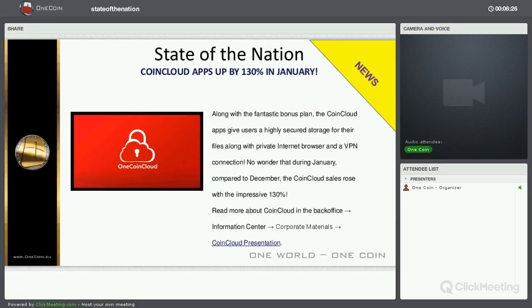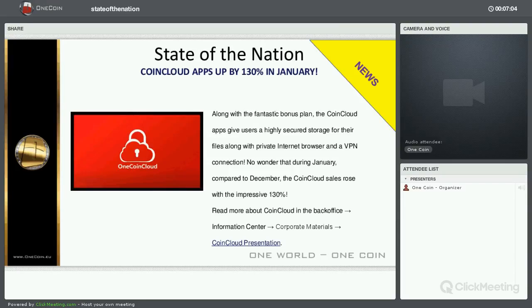Now, another thing I just want to say, and this was quite amazing, bit by bit, people, the great opportunity that the OneCoin cloud represents. And we've actually seen the number of apps and people we offer increase by 130% in January. The OneCoin cloud is a very, very military secure storage for files with a private internet browser and a VPN connection. This is a great way for you to store all kinds of information, data, your finances, and know that it's secure.